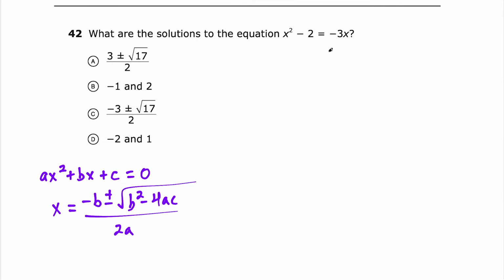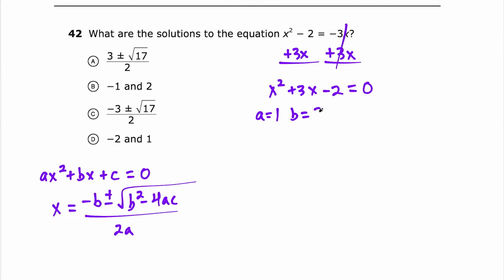So for this question here, the first thing I would do is add 3x to both sides, because we want all of the terms on one side and we want 0 on the other side. So this would give us, after these terms cancel, x squared plus 3x minus 2 is equal to 0. And now I could just use the quadratic formula. My a value is equal to 1, because if I don't have a number in front of x squared, the invisible number is 1. I have b equals 3, and I have c equals -2.